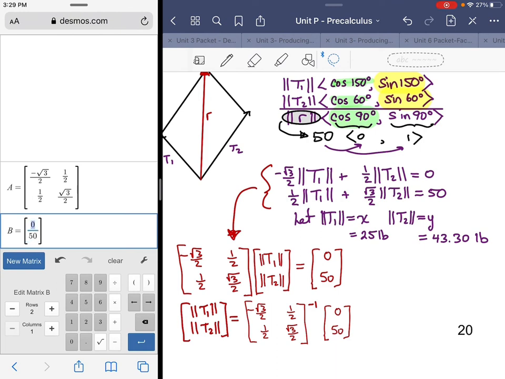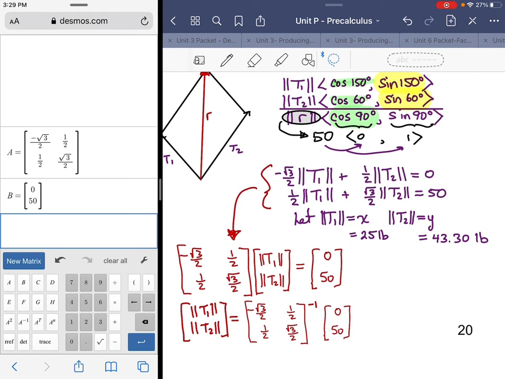I'll just say new matrix. It's going to be matrix B. I'll get rid of one of the columns because I want it to be just a 0 and a 50. So 0, 50. And so what I'm going to do is I'm going to take matrix A. So I tap on the A. I'm going to invert it, and then I'm going to multiply it by matrix B. All right, and then it'll give us the result.